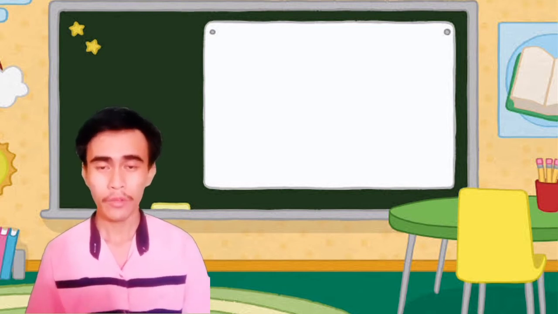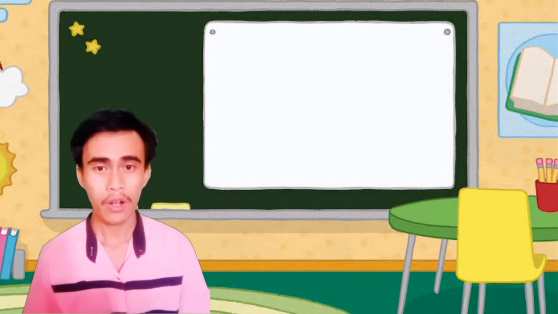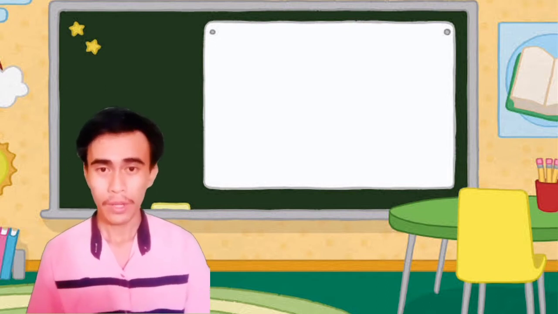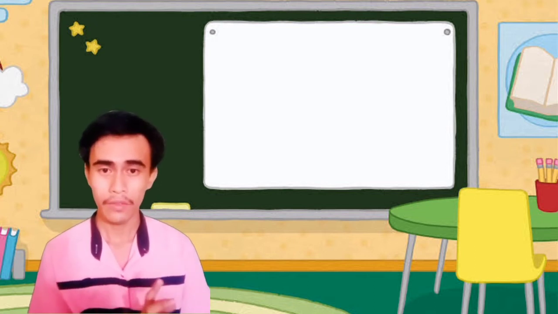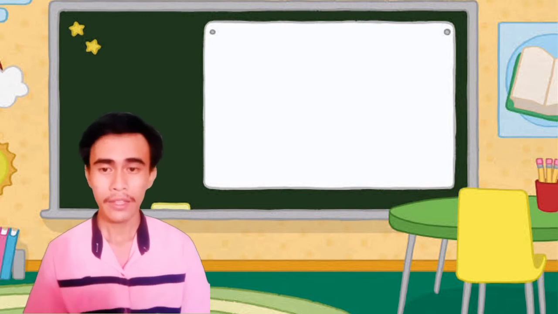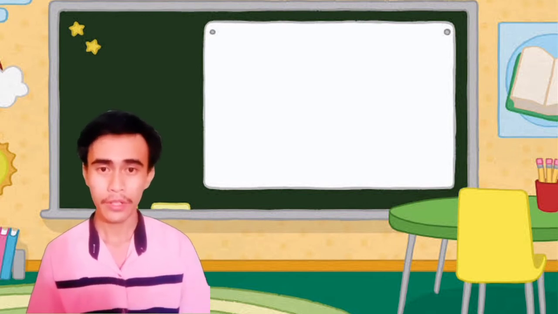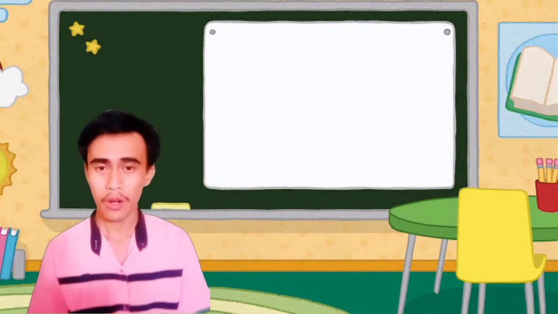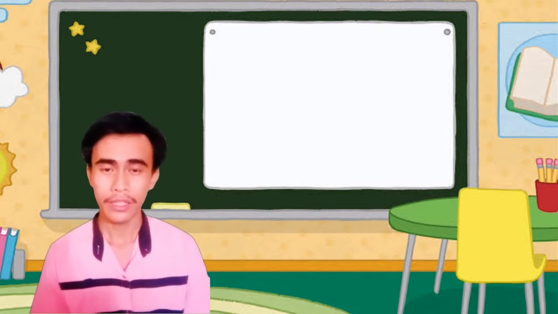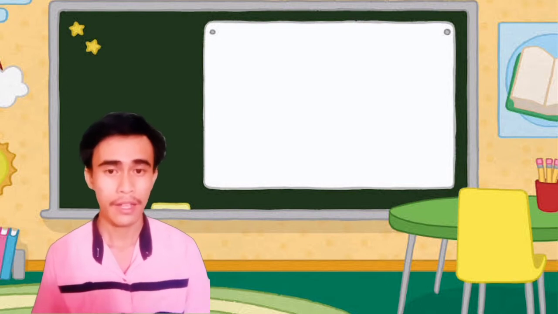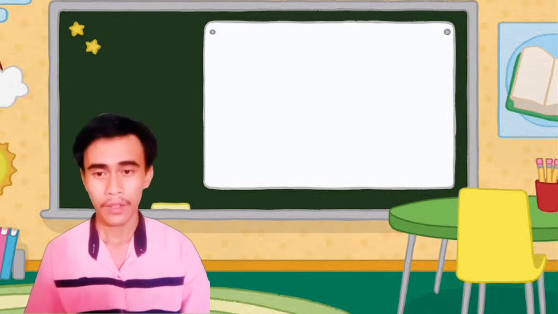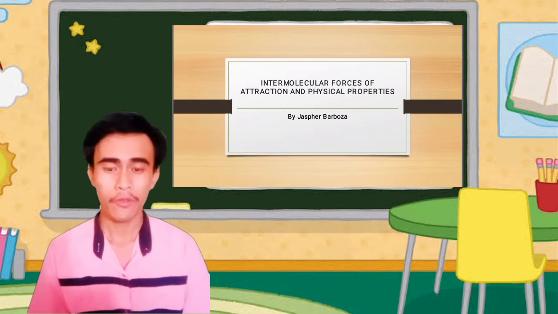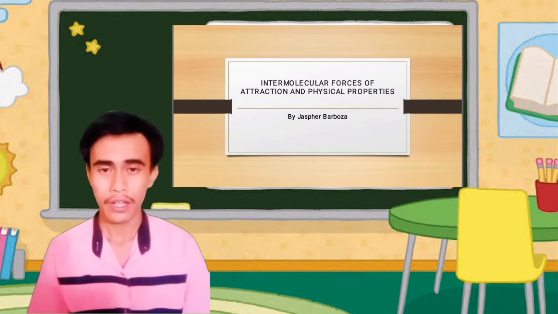When we say polar covalent bond, it is the sharing of electrons unequally, where there are positively charged and negatively charged particles. And when we say non-polar covalent bond, it is the sharing of electrons equally, so the dipole moment is cancelled. Now let's proceed to our next topic, which is the intermolecular forces of attraction and physical properties.